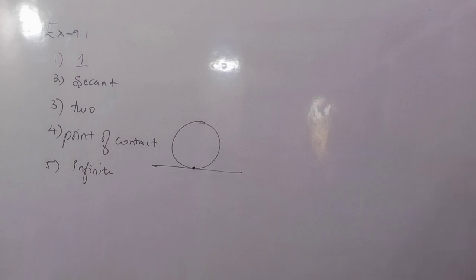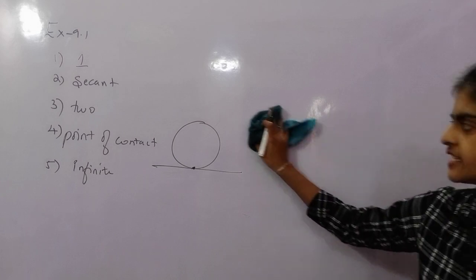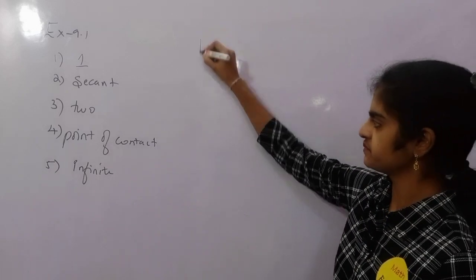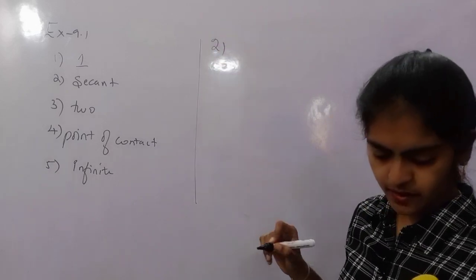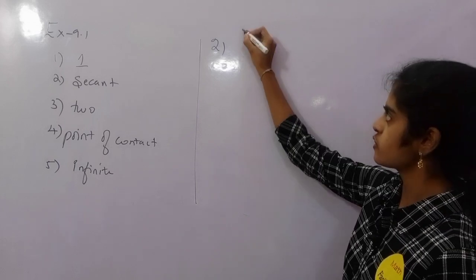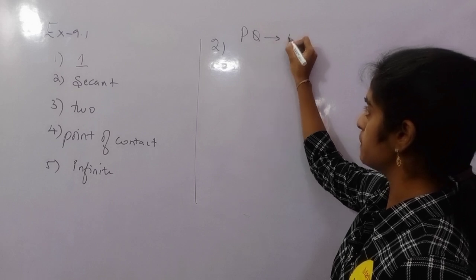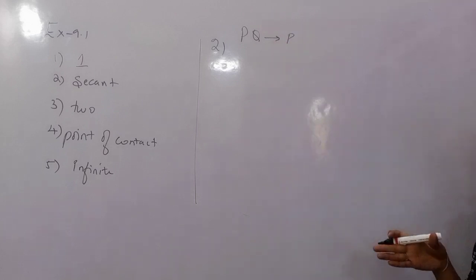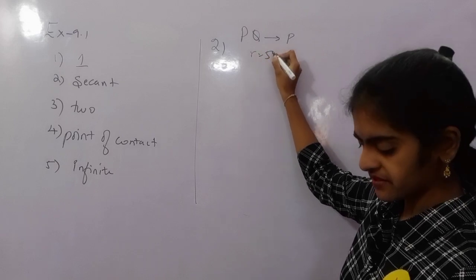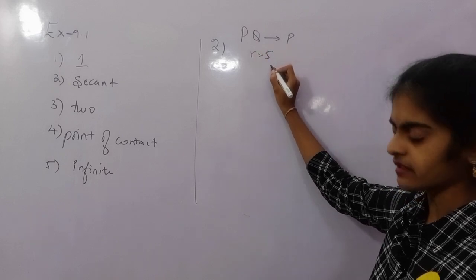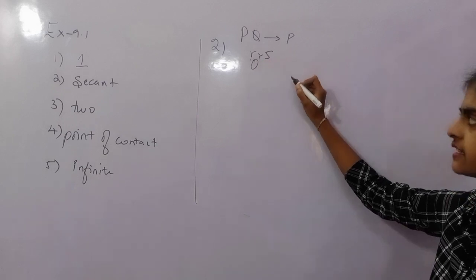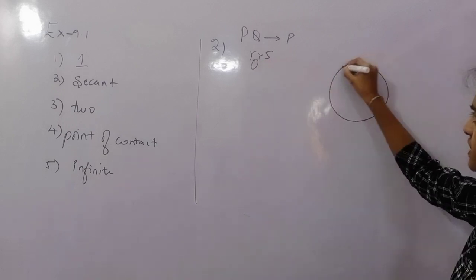See question number 2. There is a tangent PQ at a point P of a circle of radius 5 cm. The tangent is at a point P and the radius of the circle is 5 cm, and it meets a line through the center O. Center is O and it is meeting the line at Q. So firstly let's draw the figure.